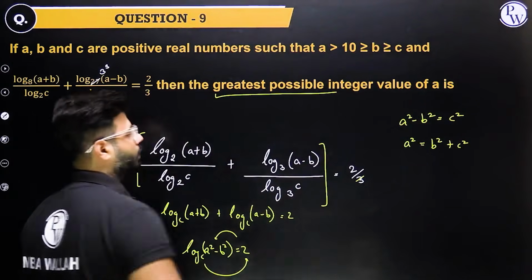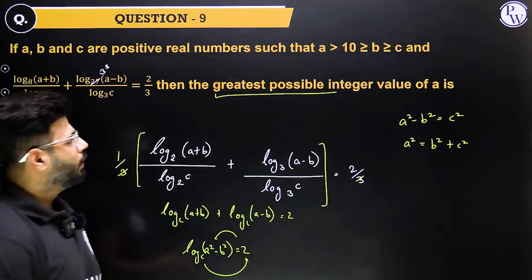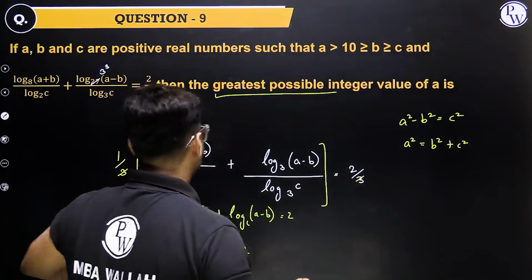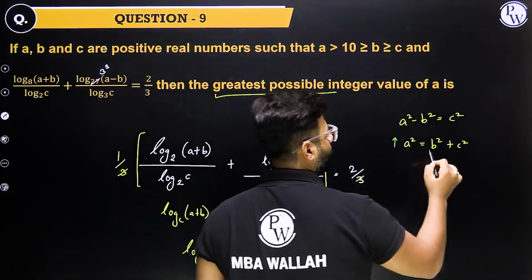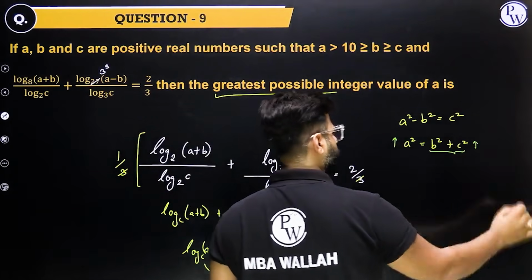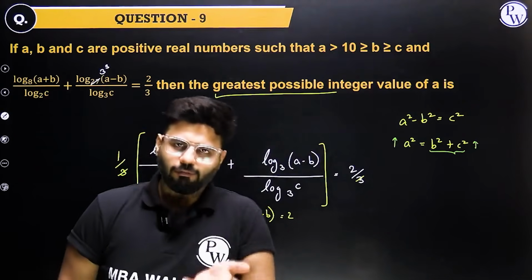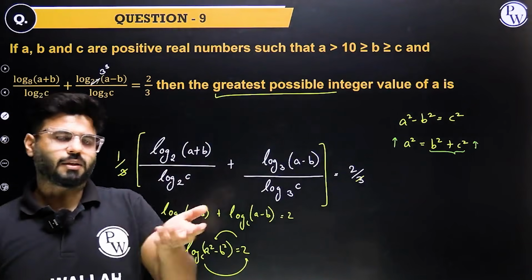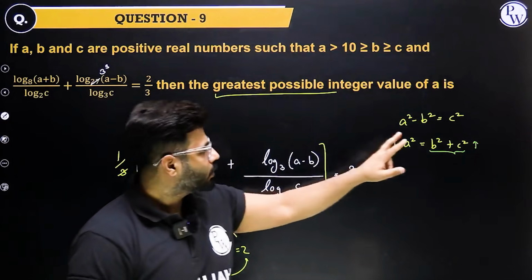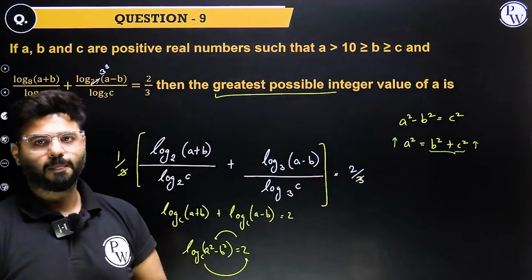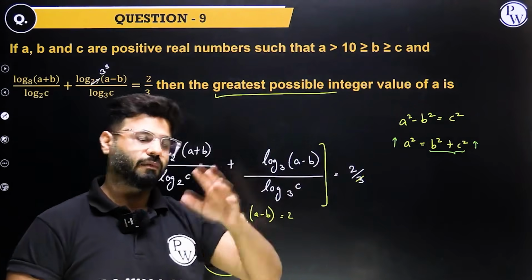Now, the greatest possible value of A. My question to you is, when will A become greatest? When these guys become greatest. The left hand side hits the maximum when the right hand side hits the maximum. Eventually they both are equal. What's the maximum value of the right hand side? When B and C take maximum value.